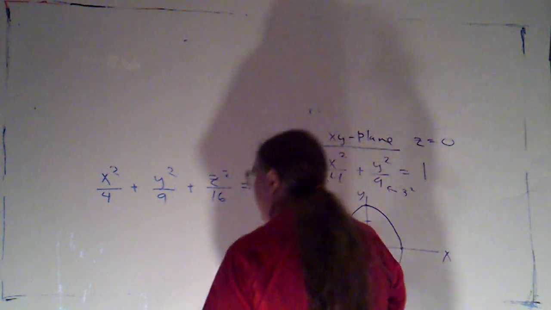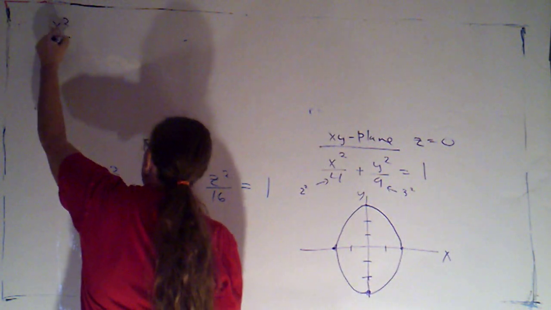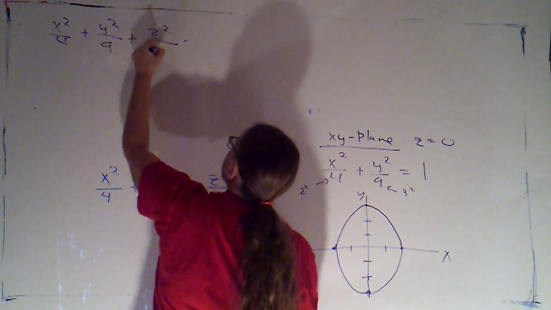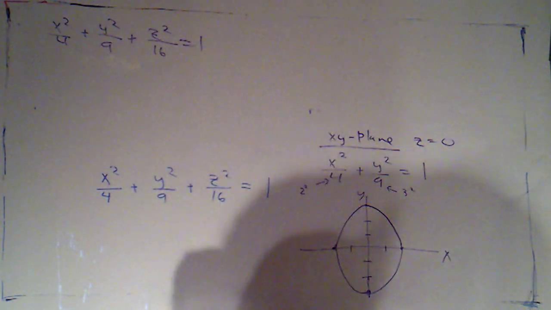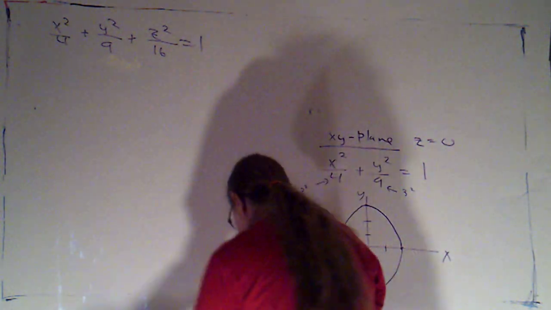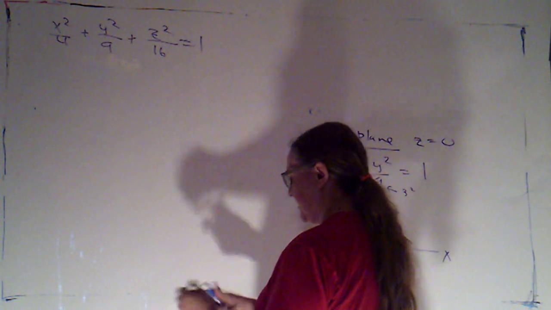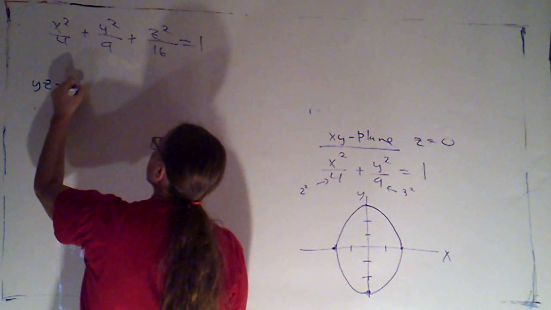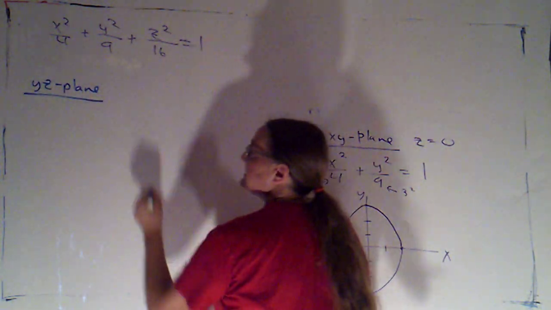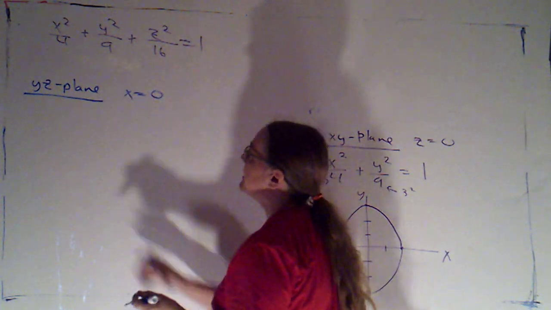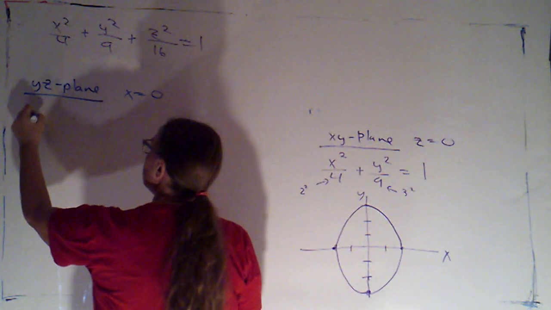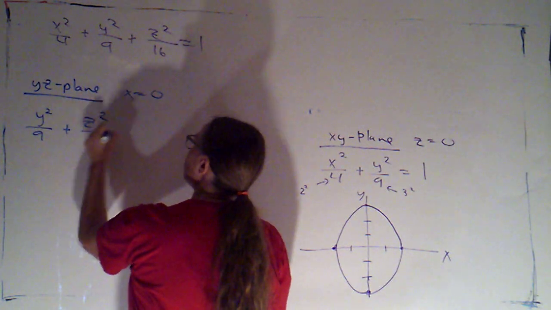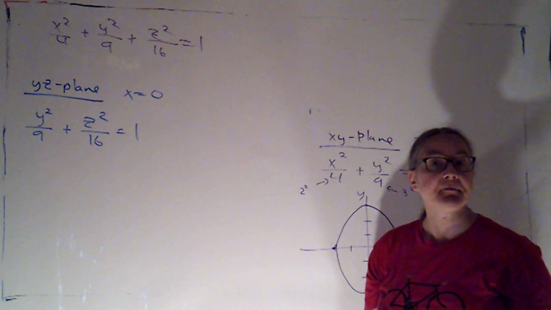I'm going to just recopy this equation up here, x squared over 4 plus y squared over 9 plus z squared over 16 equals 1. Okay, so now let's take a look in the yz plane. Well, that has as its equation x equals 0, so that's going to kill off that first term. So my equation is just y squared over 9 plus z squared over 16 equals 1.